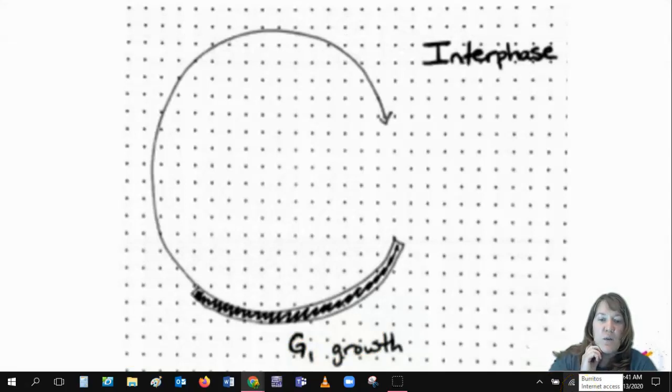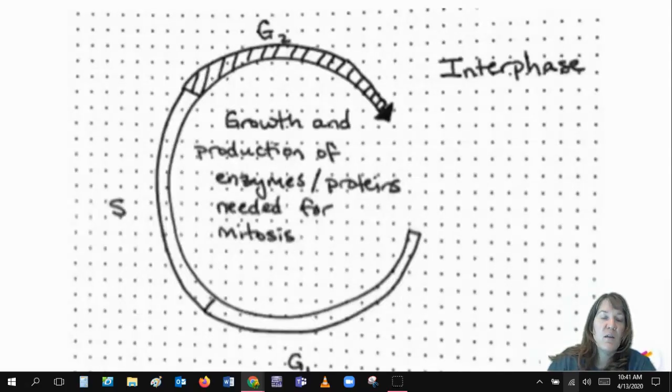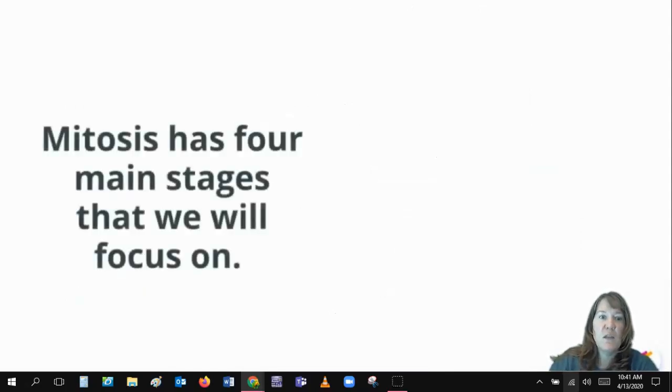So we have growth at first in interphase, and then you'll have synthesis. So that's the S stage. So G1 is growth. S stage is synthesis, where DNA is replicated. So it's still all strung out as chromatin, but then it does duplicate. So you have two copies of everything. And then growth and production of enzymes and proteins that will be necessary for the process of mitosis. So that little piece of the pie in the cell life cycle is mitosis.